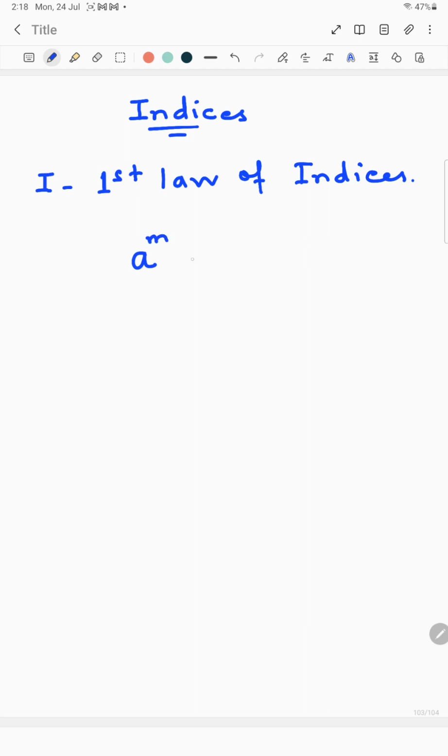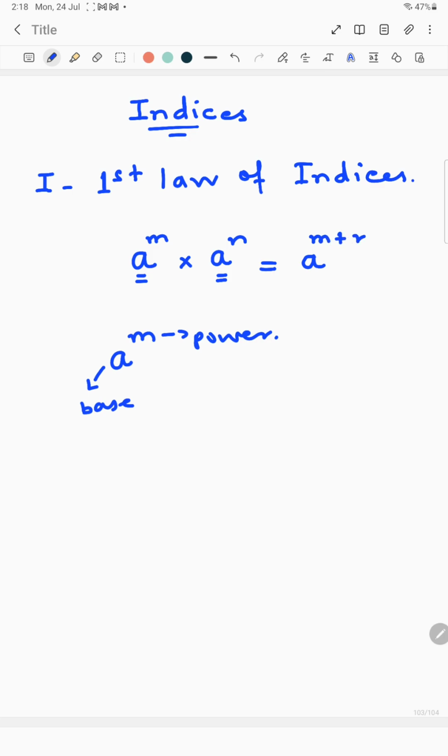If you have a raised to power m times a raised to power n, this is called the base. For example, in a raised to power m, a is the base and m is the power. If the bases are the same and there is a multiplication sign between them, the powers will be added. Now we will take this law with the help of examples.